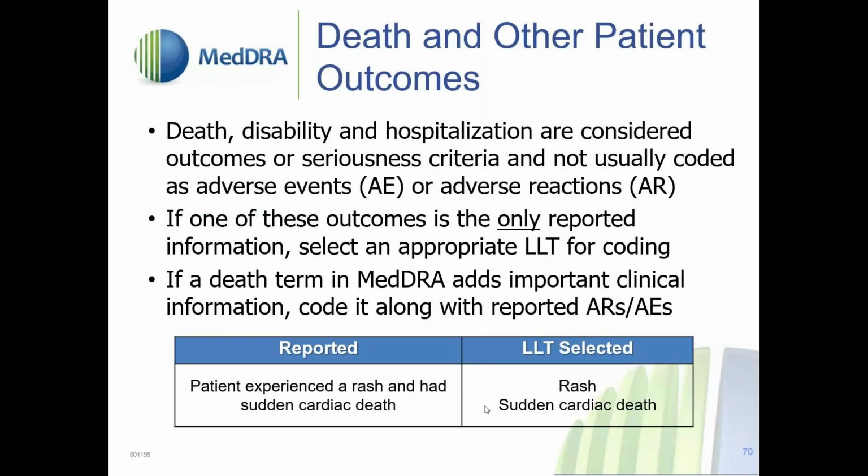Another advanced principle addressed in the PTC document is death and other patient outcomes. Death, disability, and hospitalization represent patient outcomes and are normally not captured as adverse events or adverse reactions. But if one of these outcomes is the only information received, then you would code as specifically as possible. And also, if a death term would add relevant medical information, you would code it in addition. And here you see an example. Patient experienced a rash and had sudden cardiac death. If you would ignore the information sudden cardiac death and not capture it, you would of course omit relevant clinical information because it can be considered unusual that a rash leads to sudden cardiac death unless the patient had additional medical problems.